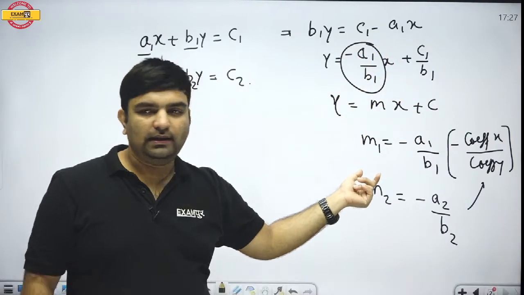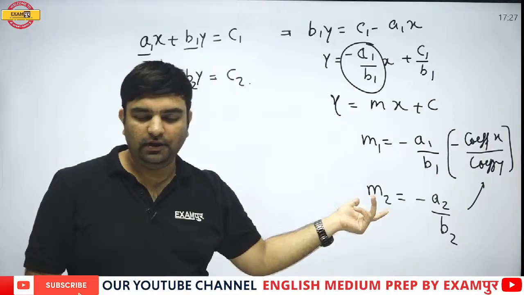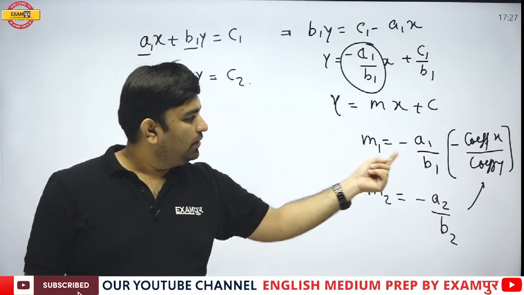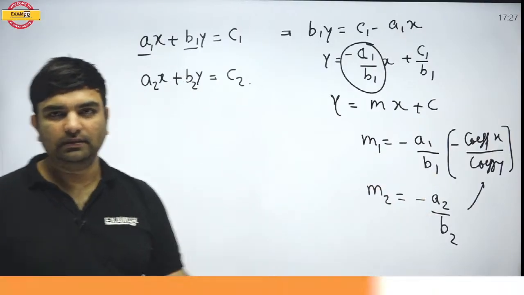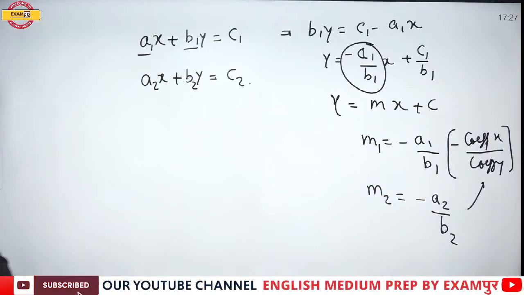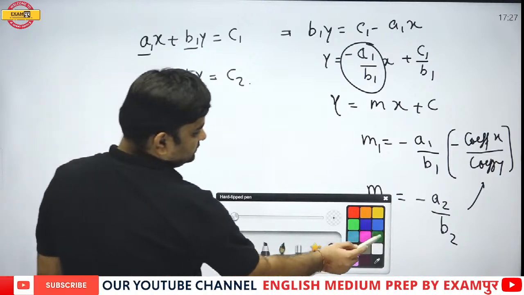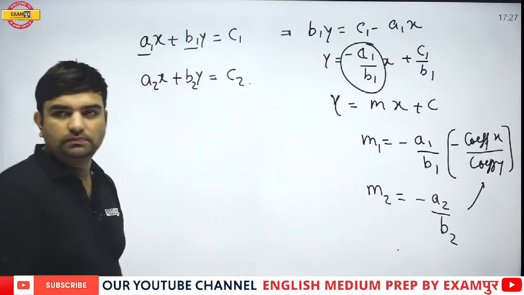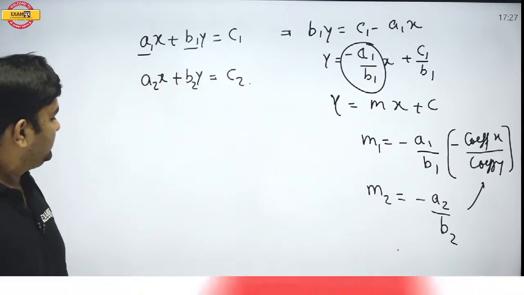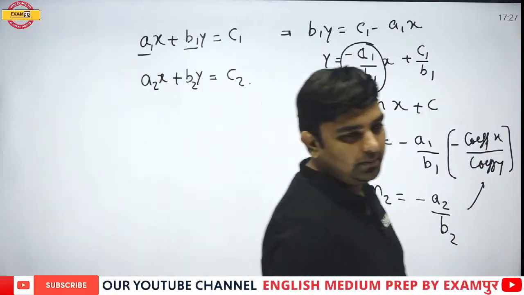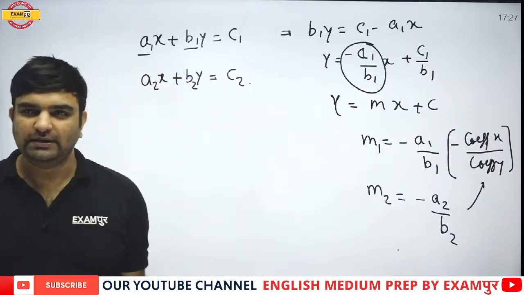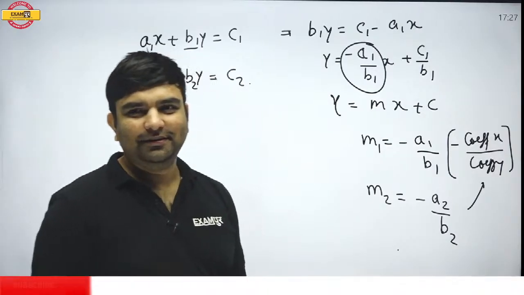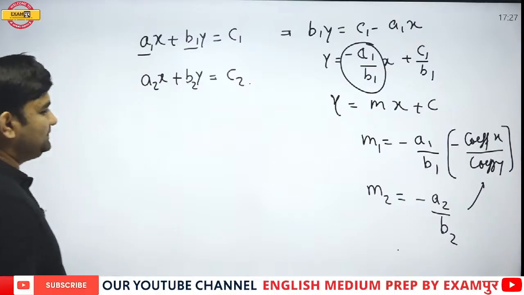Now we would be directly writing the coefficient of x upon coefficient of y with the negative sign. Yes Ganesh, this is right, we are reading for CGL. Okay, now let me show you guys the magic.